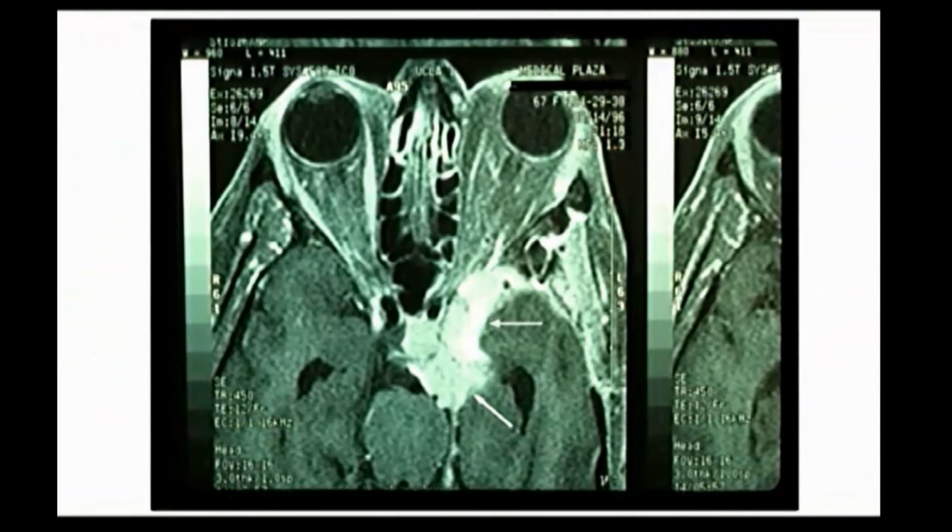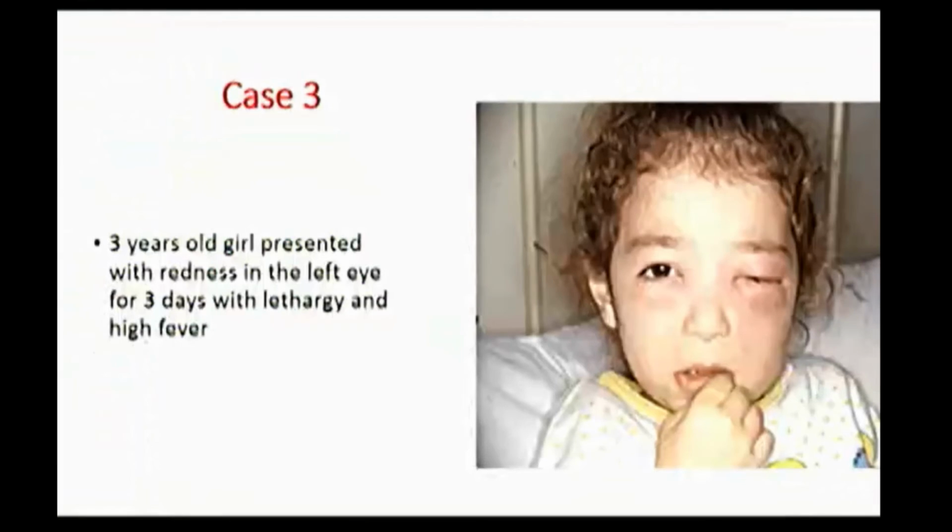Why is this not a myasthenia gravis patient? Because of the pupil, first of all, pupil involvement. Myasthenia gravis will not affect the pupil. And second of all, the presence of the mass in the MRI. Okay, great. Thank you.